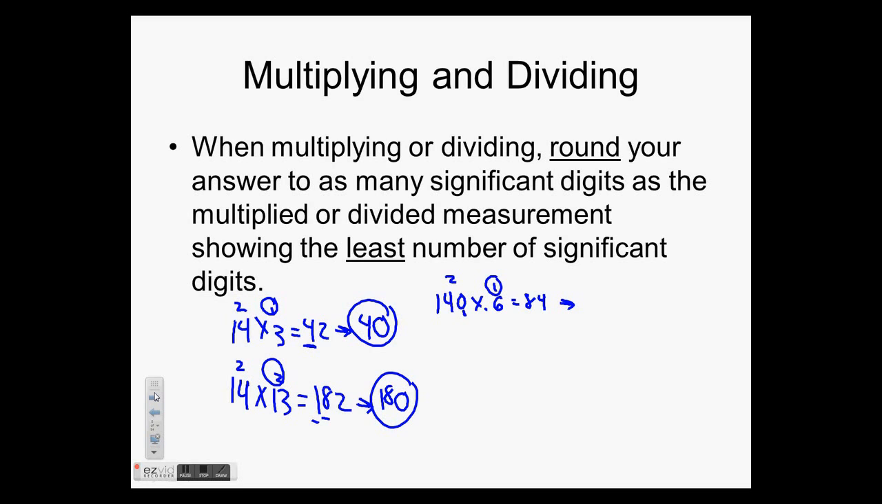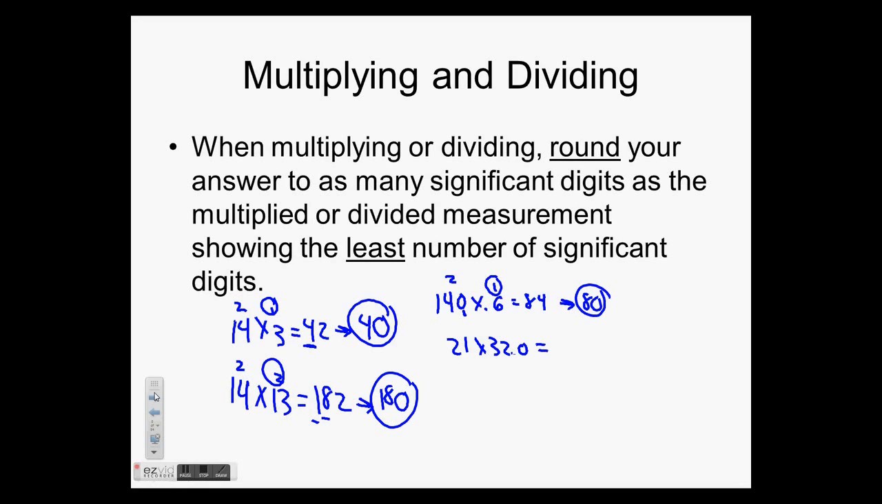140, the 0 doesn't count, it's just a placeholder. So this one has 2. 0.6 has 1, so my answer can only have 1. So 84, again, think of it like money. 84 will round to 80. So that would be my answer.